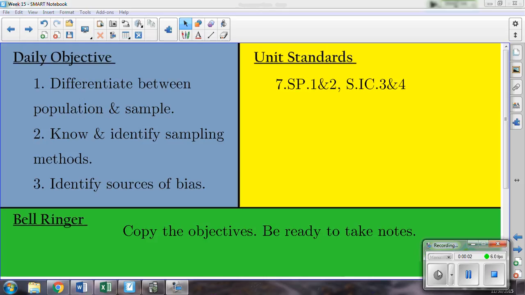In this video, we are going to continue our research into data collection, and we have three objectives today. First of all, be able to differentiate between population versus sample. Be able to know and identify the various sampling methods. There are about, I think, 8 of them that we will discuss. And lastly, identify sources of bias within a particular example.